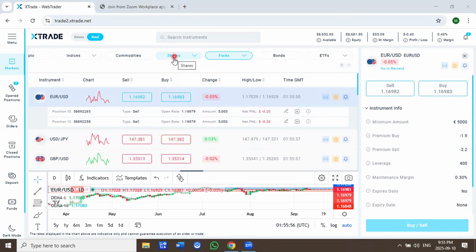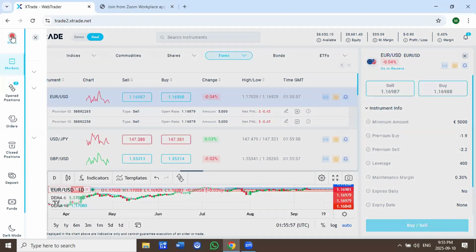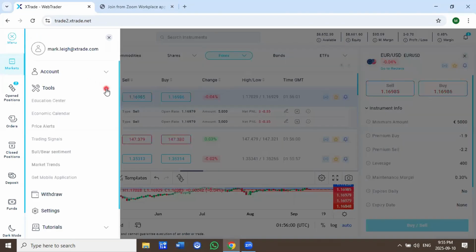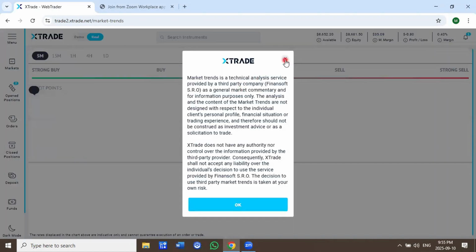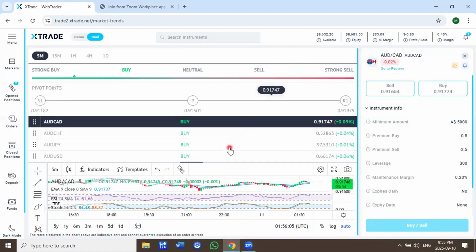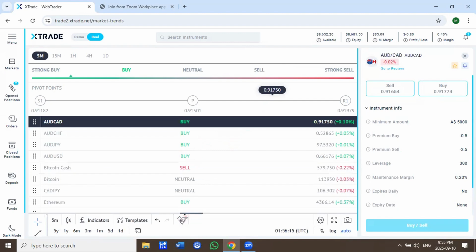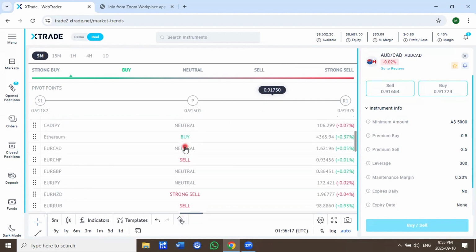The market trend tool, I'll find that under menu, tools, market trends. What this tool does is it generates buy, sell signals using three technical indicators: moving averages, RSI, and stochastics. And I'm getting signals: buy, sell, strong buy, strong sell.